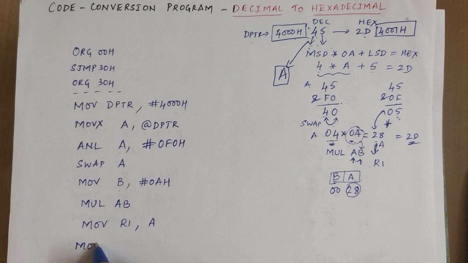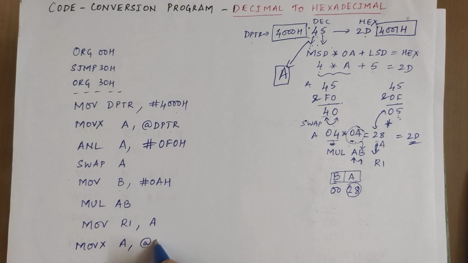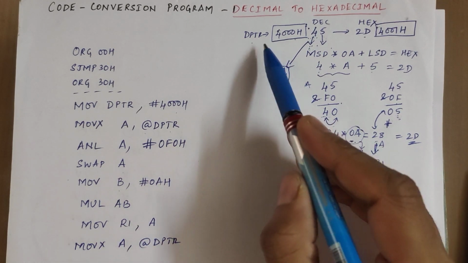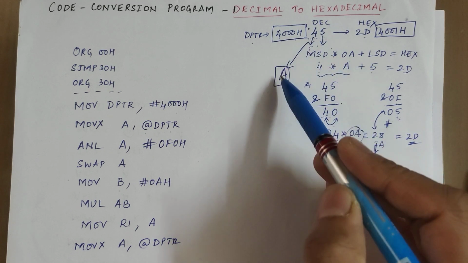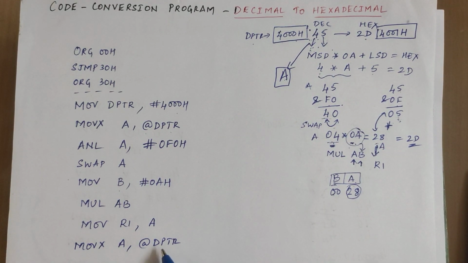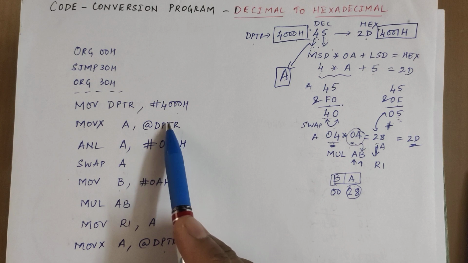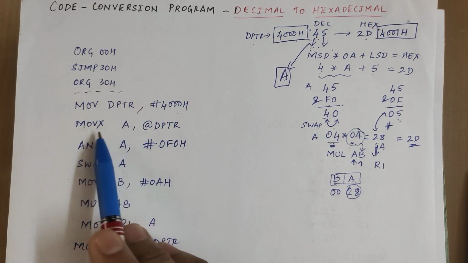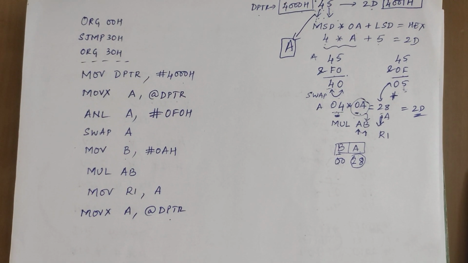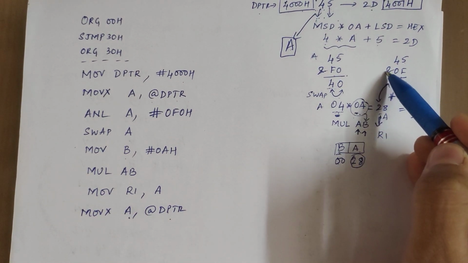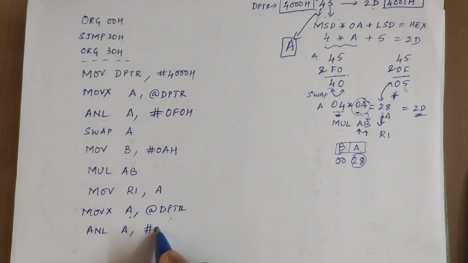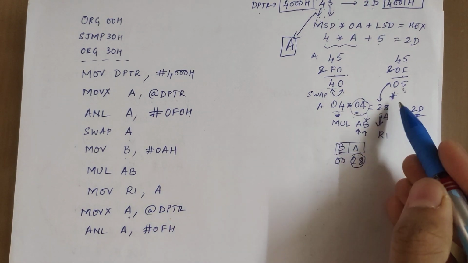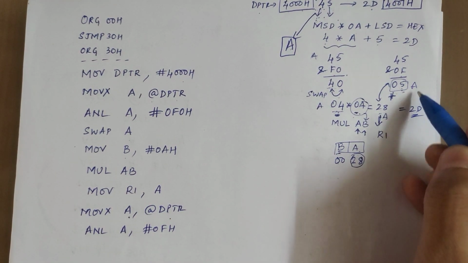We can just write back MOVX A, at the rate of DPTR, because DPTR is still pointing to 4000 and the number in 4000 is still 45. The same data is taken back into the accumulator. If you don't want to write this statement, immediately after the first fetch you should move that into a temporary register. So now A is having 45. What are we supposed to do? AND it with 0F. So AND logical A, hash 0FH. After ANDing, we have 05 and this is in the accumulator.